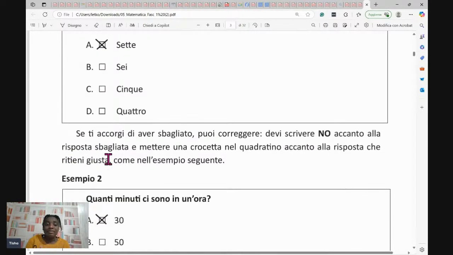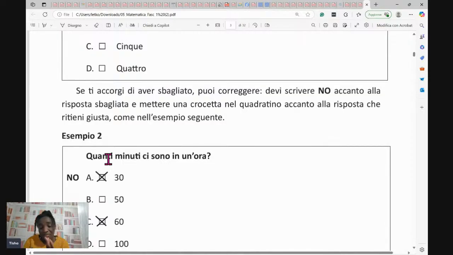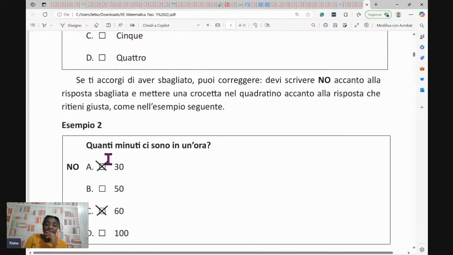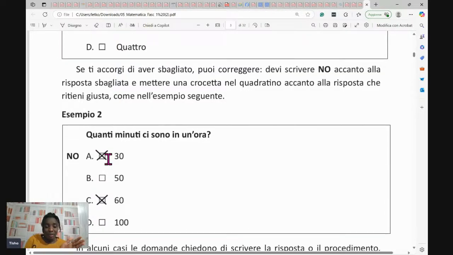Okay. Sometimes you could make a mistake. I mean, it's possible. But if it happens, you don't need to panic. You don't need to cross again. All you need to do is to write no near the wrong answer.